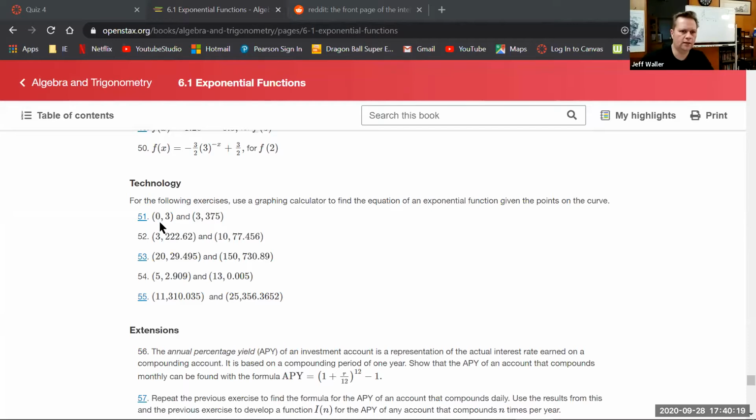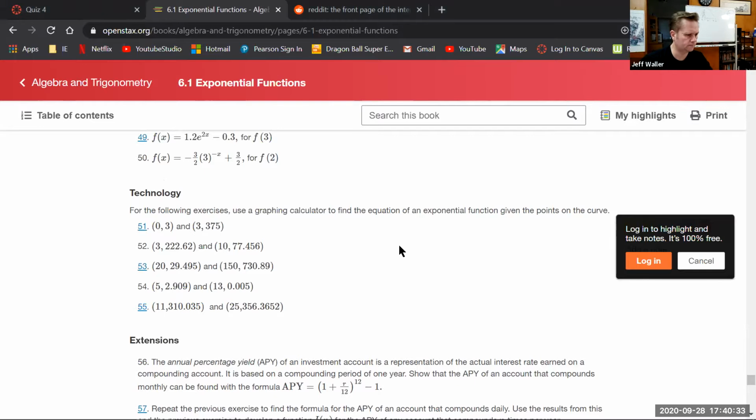So that's how you do these. Just make sure you choose, let me see, these guys here. So you're going to put in list 1, you're going to put 0 and 3. In list 2, you're going to put 3 and 375, just like an XY table. And then you do that exponential thing that we just did. Is that all right? That's how to get it from the graphing calculator.